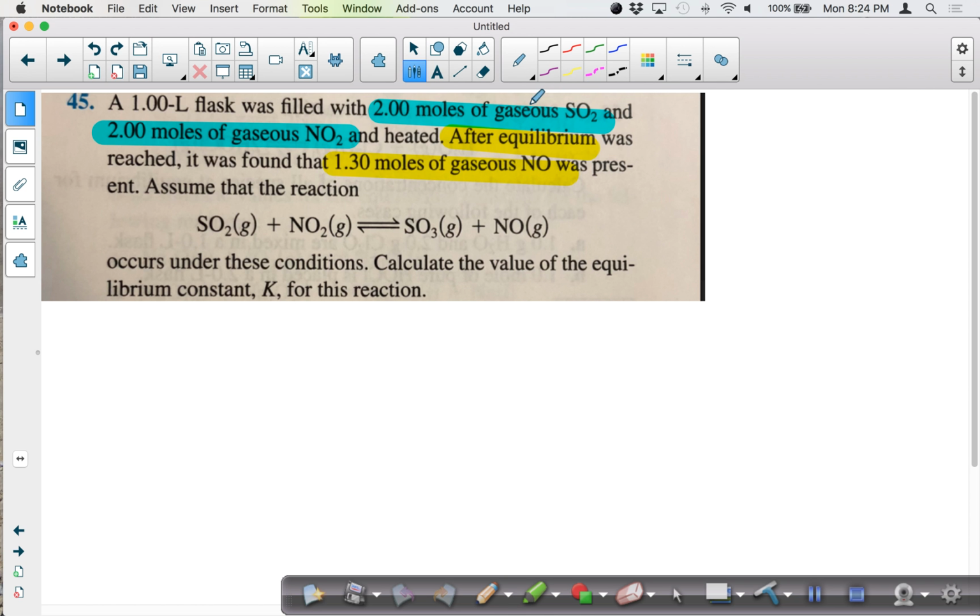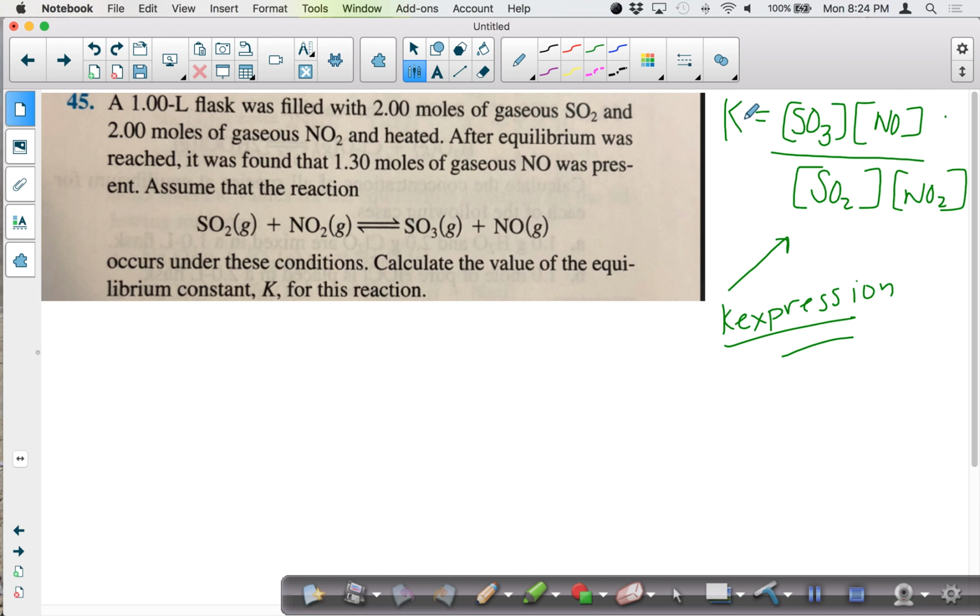So the first thing that we're going to want to do in order to solve this, we need to make sure that we have our K expression. Remember that a K expression has to do with equilibrium values, and the K expression will be equal to the products over the reactants to the power of the coefficients. So we want to make sure that we have that set up so we know what we're setting everything equal to.